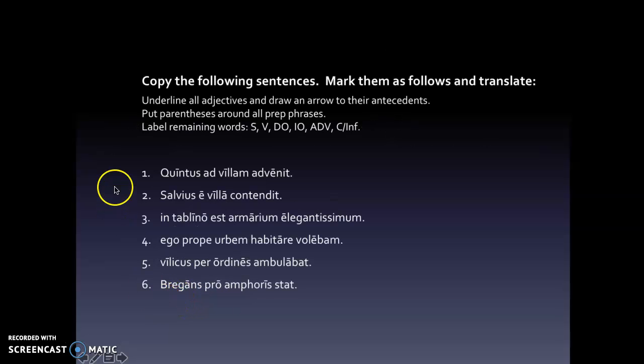Let's go ahead and do some practice. Go ahead and copy down these 6 sentences, underline any adjectives, draw an arrow to their antecedent, put parentheses around all the prep phrases. Label any of the remaining words SV, DO, IO, adverb, complementary infinitive, etc. And then write out a translation.